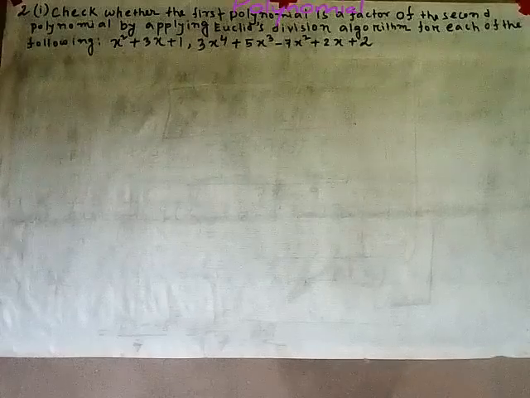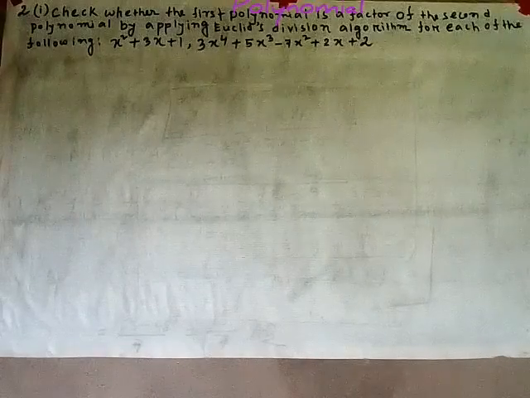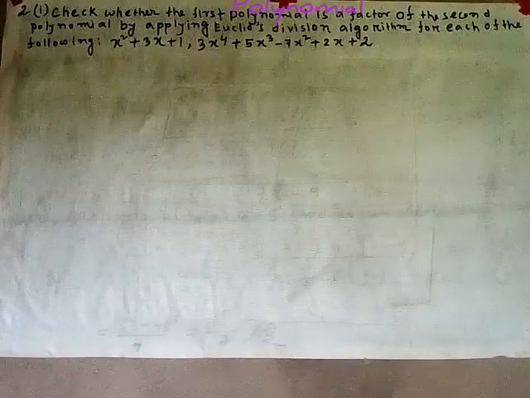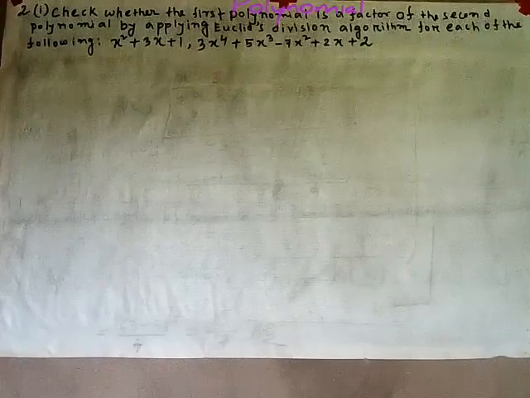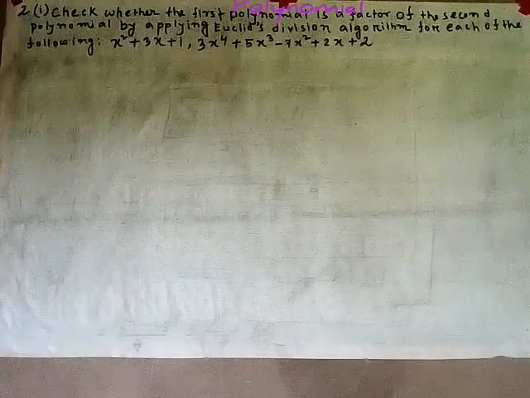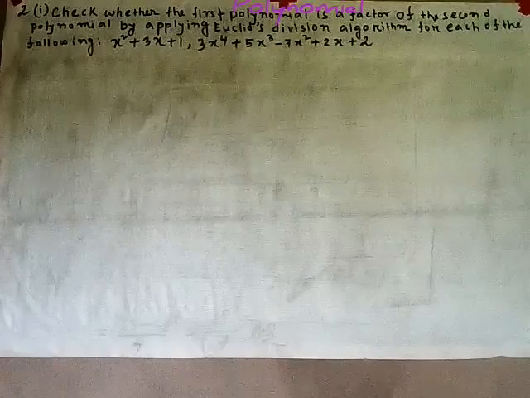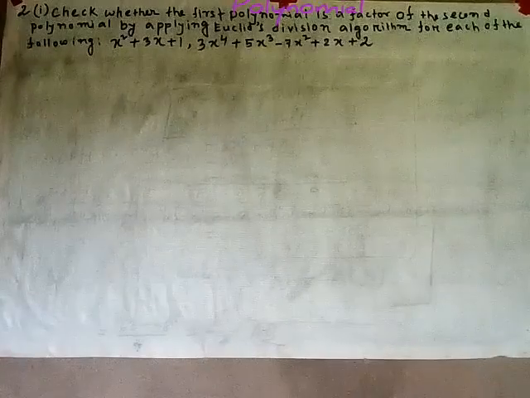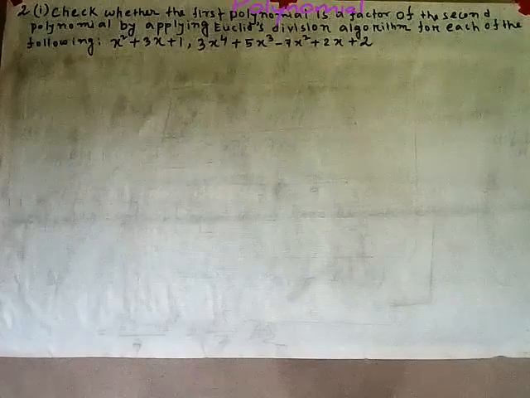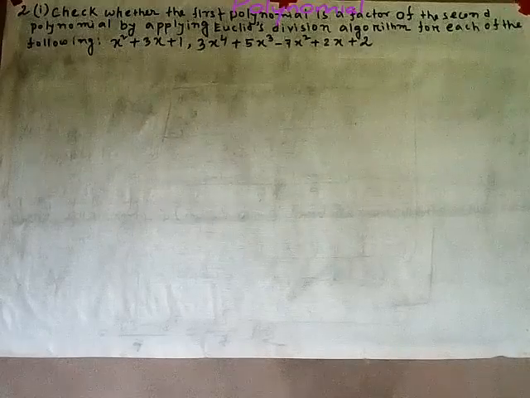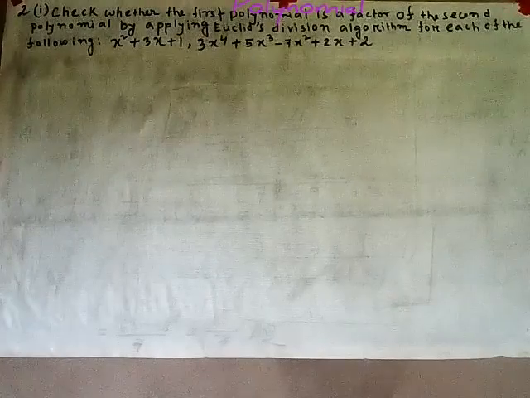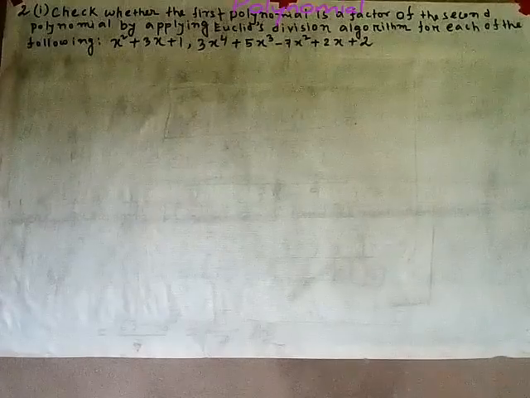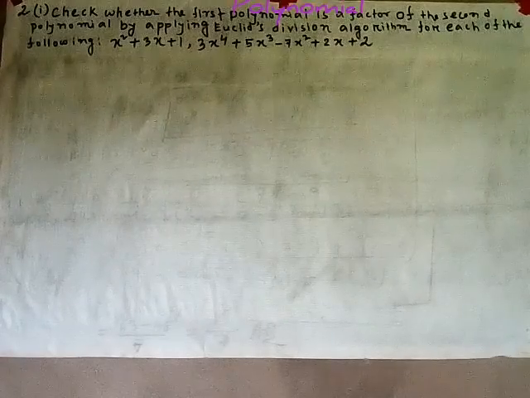that 3x to the power 4 plus 5x cube minus 7x square plus 2x plus 2, this is p(x), it means f(x), the dividend part, and the divisor part, x square plus 3x plus 1, is a factor of that dividend part.